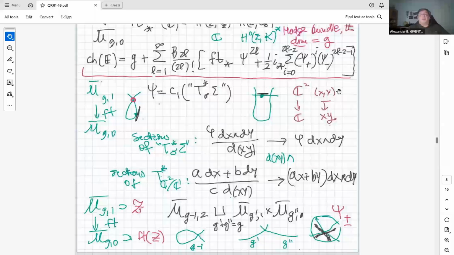So in terms of these coordinates x, y, what are the sections upstairs of this bundle, the cotangent line at the mark point? So the claim is the section looks like that. So what is here? Phi is any holomorphic function of x and y, and this expression dx wedge dy divided by d(x times y).